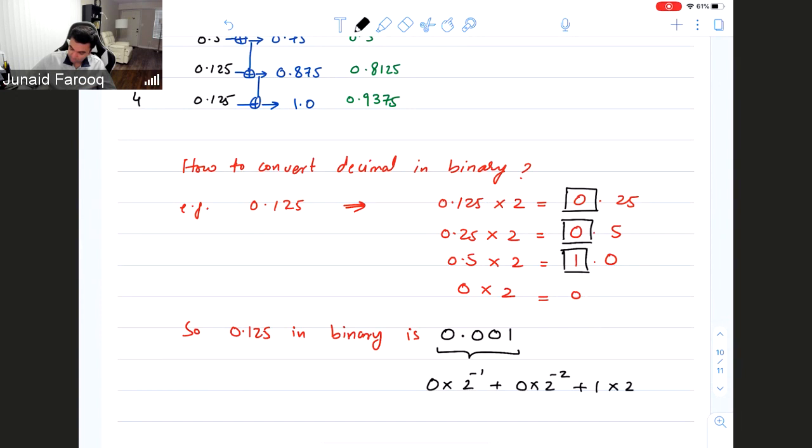plus 1 times 2 to the negative 3, right? So it's just 1/8.